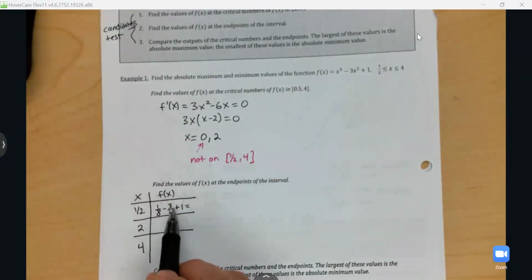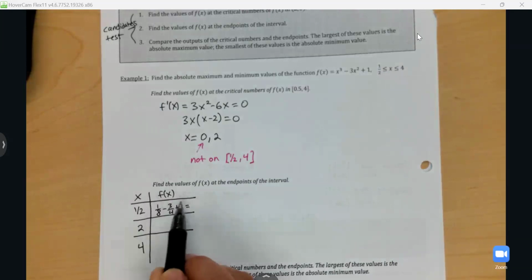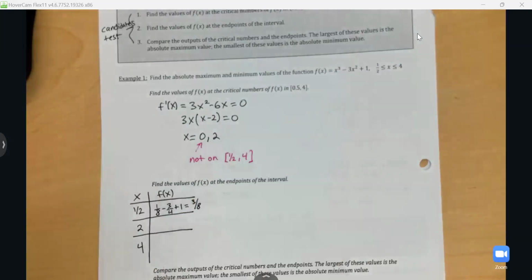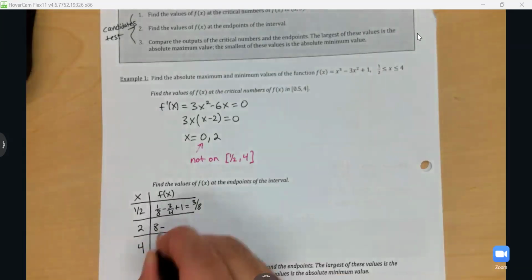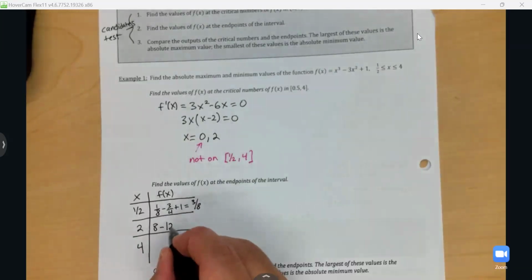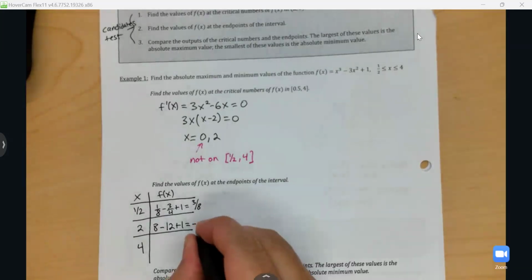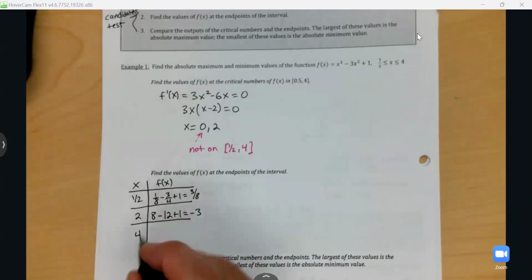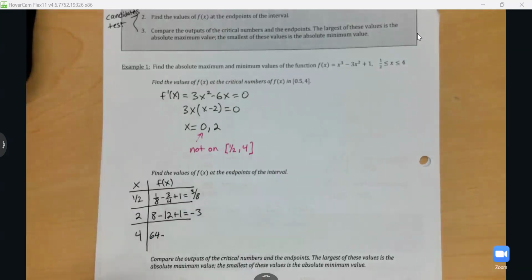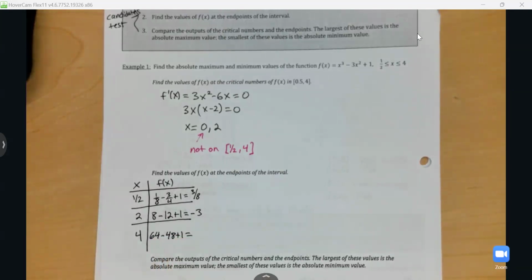All right, so 3/4 is the same as 6/8. 1/8 minus 6/8 is -5/8, plus 8/8 will give me 3/8. Okay, now if I plug in 2, I'll get 8 minus 3 times 4, so that's going to be -12, plus 1. So then that would end up being -3. Okay, let's test our last one. So if I plug in 4, I'll get 4 cubed is 64, minus 3 times 16, that's going to be 48, plus 1. So 64 minus 48 is 16, plus 1 is 17.